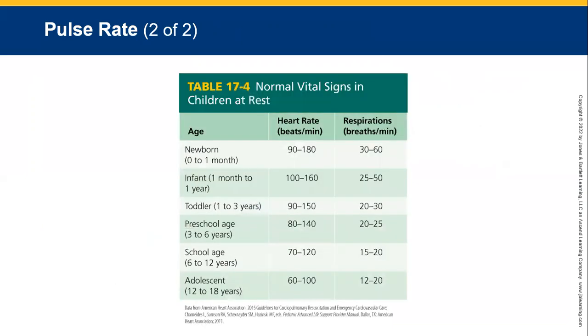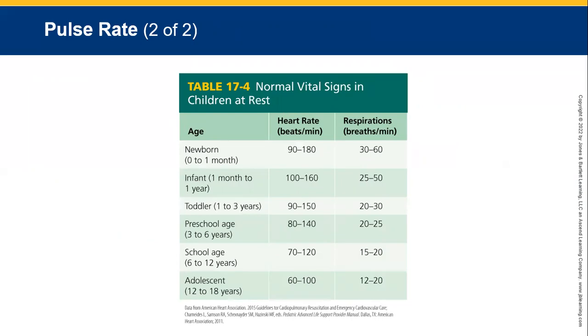Breathing rates. Newborn: heartbeat 90 to 180, breathing 30 to 60 breaths per minute. Infant, 1 month to 1 year: 100 to 160, 25 to 50 breaths. Toddler, 1 to 3 years: 90 to 150, 20 to 30 breaths.